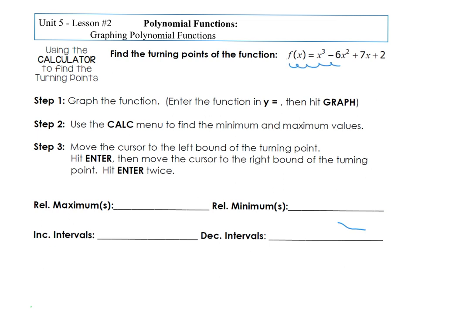So it's talking about this function right here. It's a cubic function and tells you if you type that into your y equals, you can calculate the minimum and the maximum values by following these directions. It says to hit the calc menu, and then we select minimum or maximum. We can make these left bounds and right bounds, and then it calculates it.